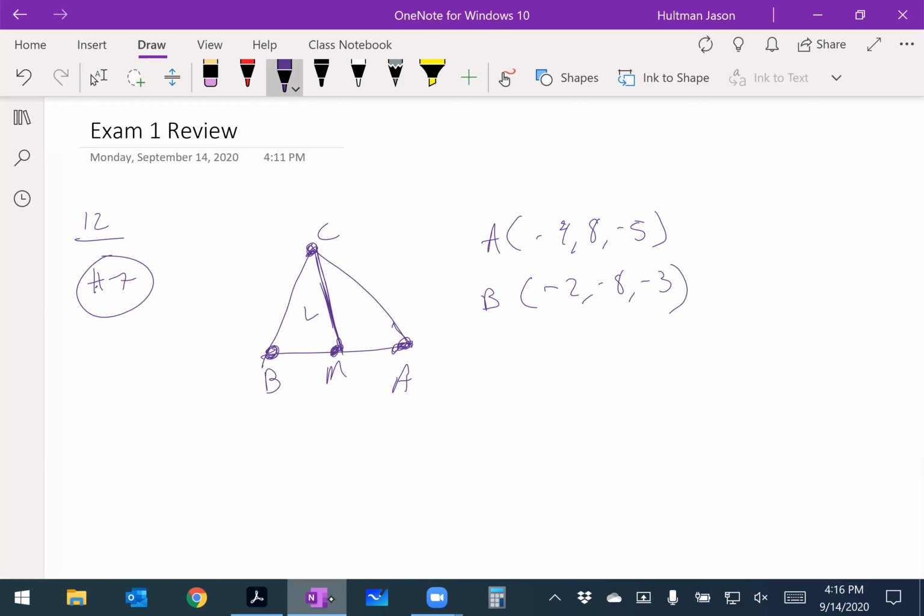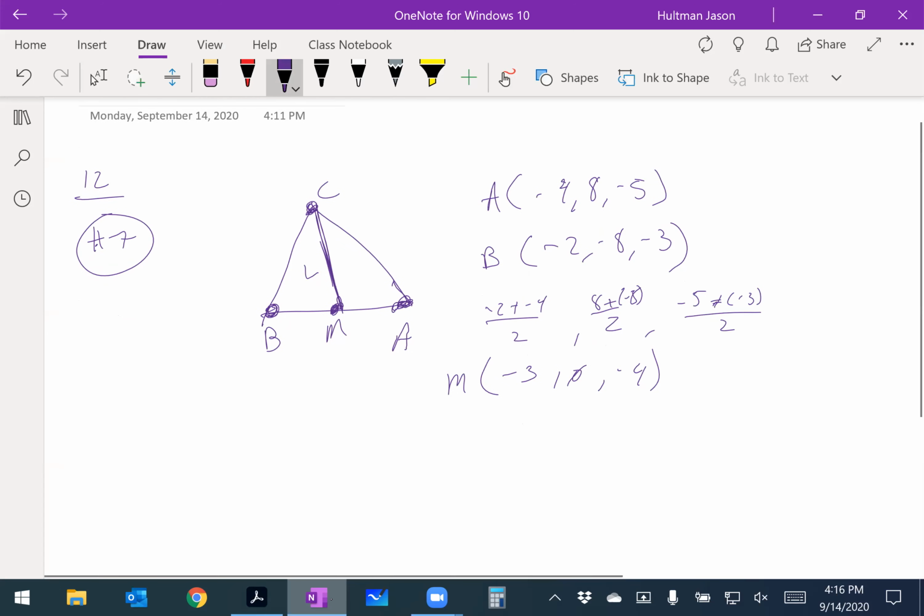To find the median, we just add the components up and divide by 2. If we add these two up, -2 plus -4 divided by 2, that's just -6 over 2, that's -3. That's the middle value there. So I'm going to call this M, the middle value. Add 8 and -8, we get 0. And then add -5 and -3, that's -8 divided by 2, that's -4. So now we just find the distance to C.